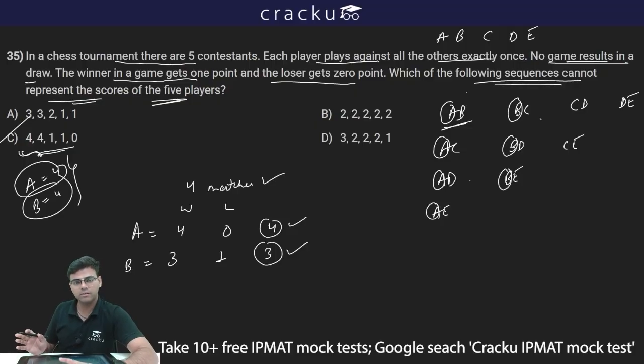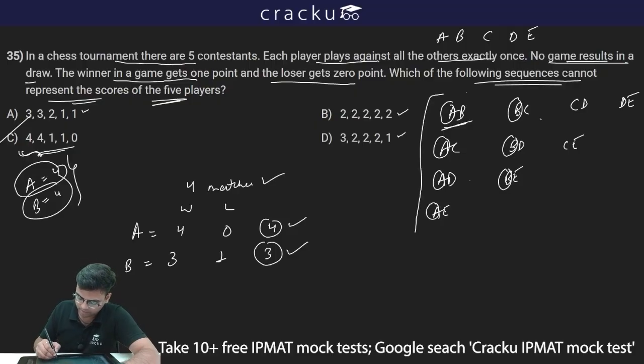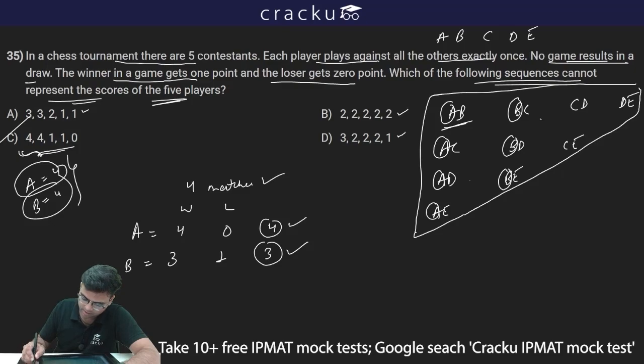A can win 4 games, yes, and he can. There can be 1 player who can get 4 points, but there cannot be 2 players who can get 4 points. There can be 1 player with 4, 1 player with 3, but both with 4 is never possible. Other than these, if we see 3, 3, 2, 1, 1, this is possible. 2, 2, 2, 2, 2, this is also possible, and 3, 2, 2, 2, 1, this is also possible. You can just consider this diagram and basically draw a table for this, and you will see that all of these scenarios are possible.